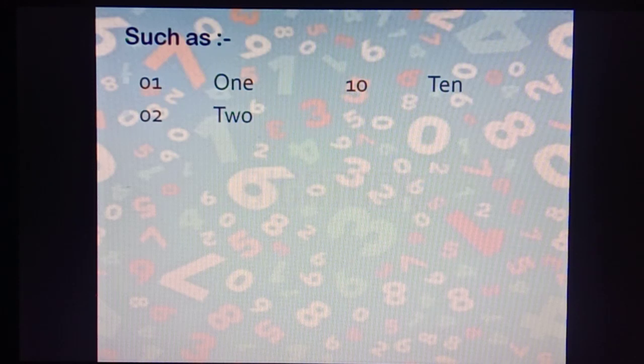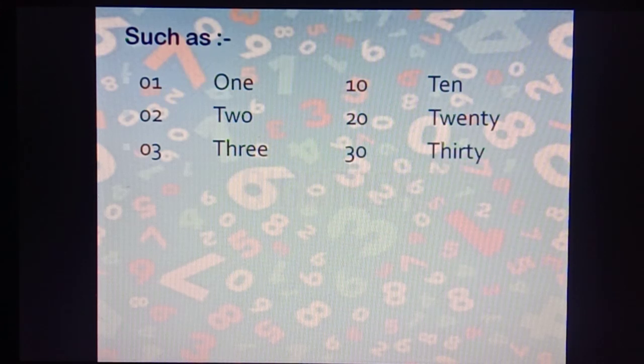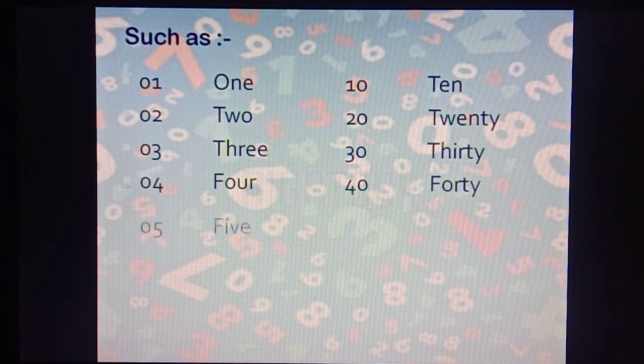When 0 is written before 2, it is number 2. And when it is written after 2, it is 20. When 0 is written before 3, it is number 3. And when it is written after 3, it is the number 30. When 0 is written before 4, it is the number 4. And when it is written after 4, it is 40. When 0 is written before 5, it is the number 5. And when it is written after 5, it becomes number 50.